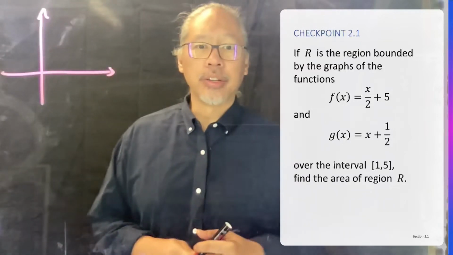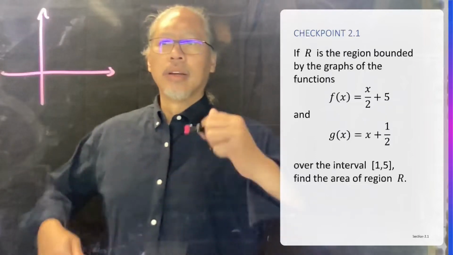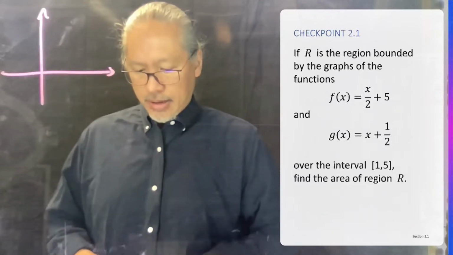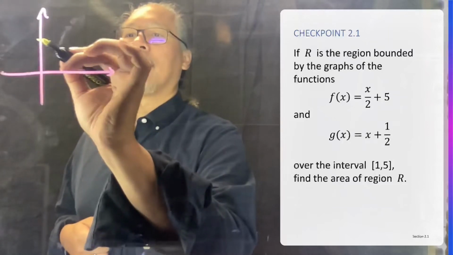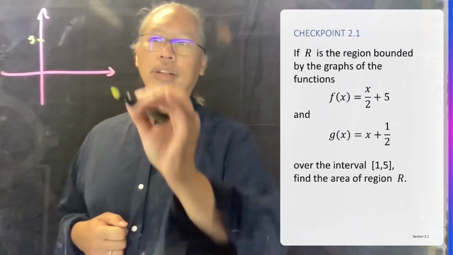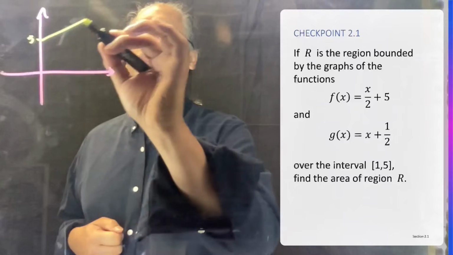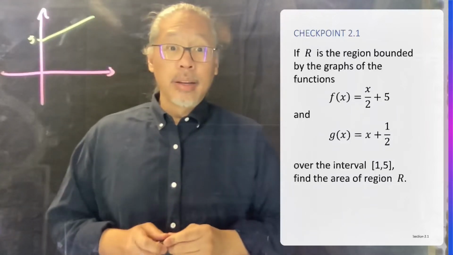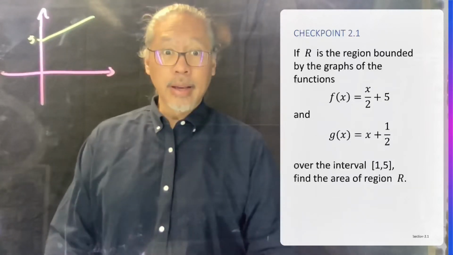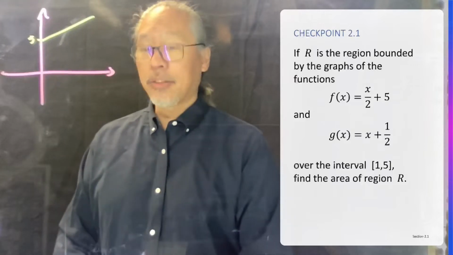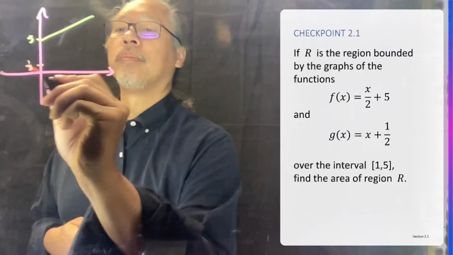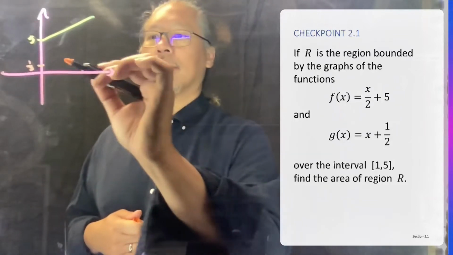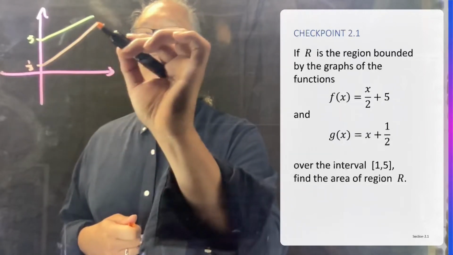So the first function is going to have a y-intercept at 5. So let's just say this is 5. And then it has a slope of 1/2. And then the other one has an x-intercept of 1/2. So that's further down here. And has a slope of 1. So that's going to be a little bit steeper.